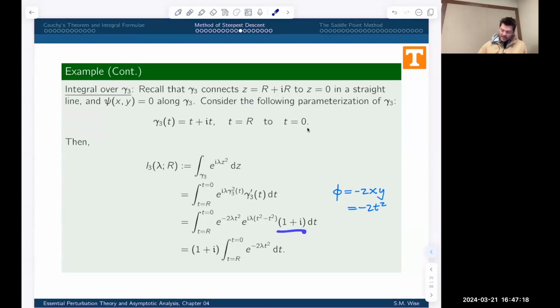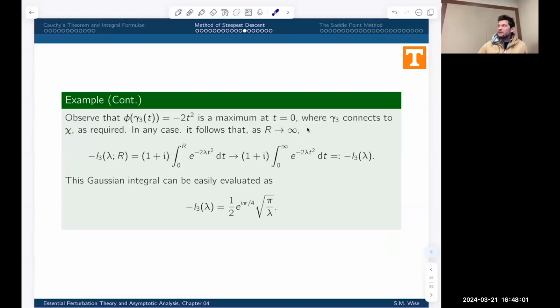This, of course, is independent of t, so it can come out front. And now we're integrating from t equals r to t equals 0 of e to the minus 2 lambda t squared. Now remember, we want to send r to infinity. The reason we start out without r going to infinity is because we want to use Cauchy's integral theorem, and that's for bounded domains. After a while, you get good at this, you just ignore that bridge integral to begin with, because it's probably going to be vanishingly small anyway. So we need to know how to deal with this guy as r goes to infinity.